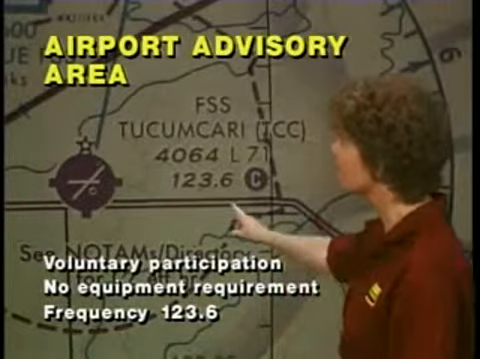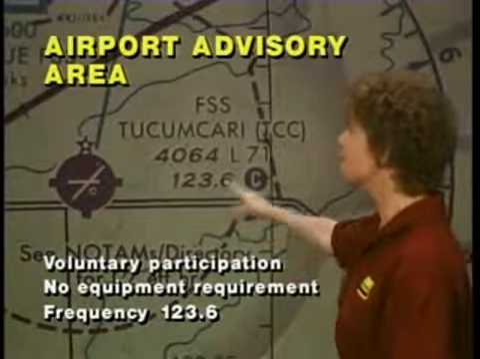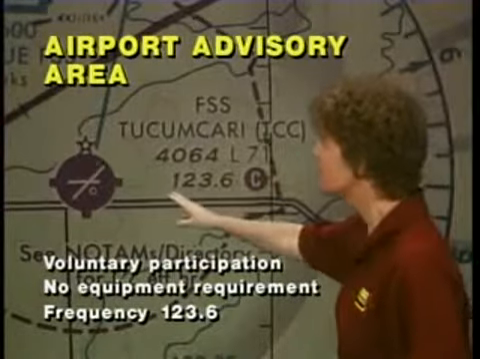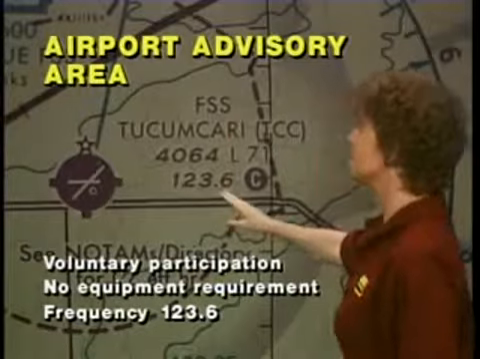Now, what frequency are you going to get this local airport advisory on? They print it right there on the chart, but for the airport advisory areas, it's frequency 123.6 that you call the flight service on and get information about traffic in the local airport area. Let's take a look now at the Palm Springs area. In the Palm Springs area, we have a different type of airspace area that is marked on the chart.